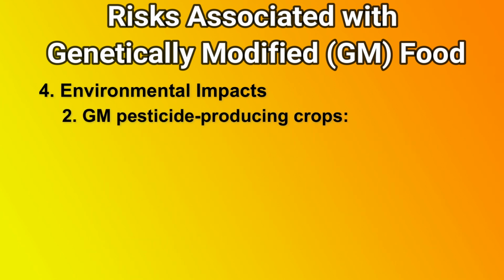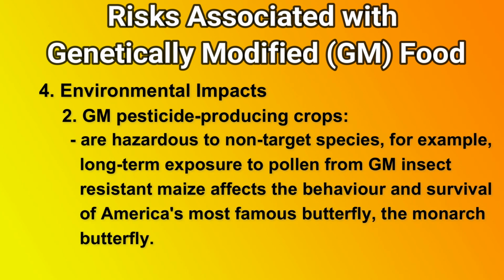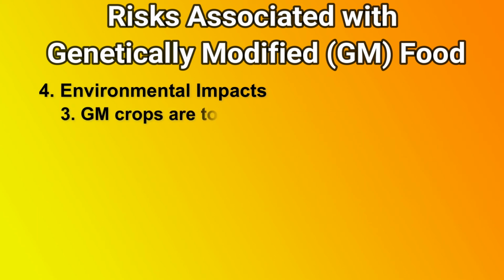Number 2. GM pesticide producing crops. These are hazardous to non-target species. For example, long-term exposure to pollen from GM insect-resistant maize affects the behavior and survival of America's most famous butterfly, the monarch butterfly.